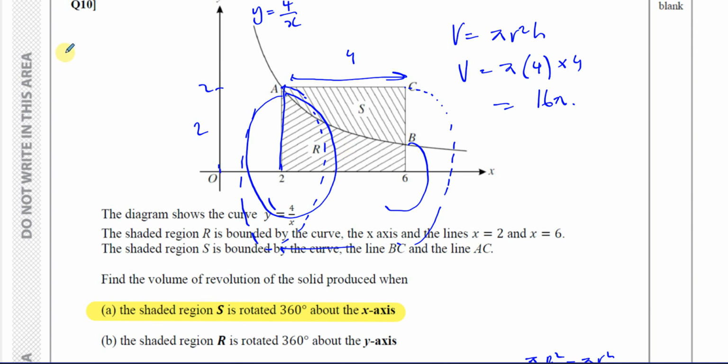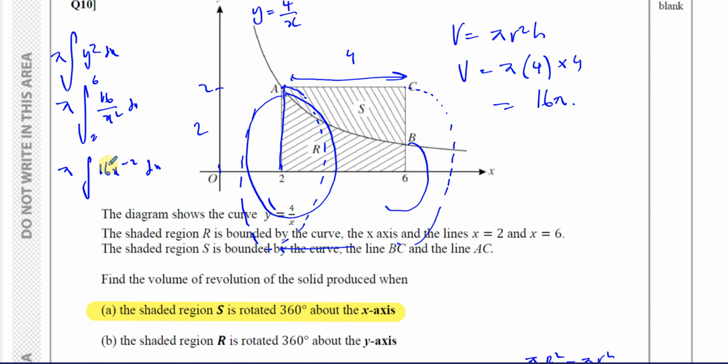And we know that the volume of R, this shaded region R, when it goes around, is going to be basically pi times y squared dx. In this case, y is just simply 4 over x. So we can just do pi times 16 over x squared with respect to x between 2 and 6. So you have pi times the integral of 16x to the power of minus 2 with respect to x between 6 and 2, which will be 16x to the power of minus 1 over minus 1, pi, limits 6 and 2.